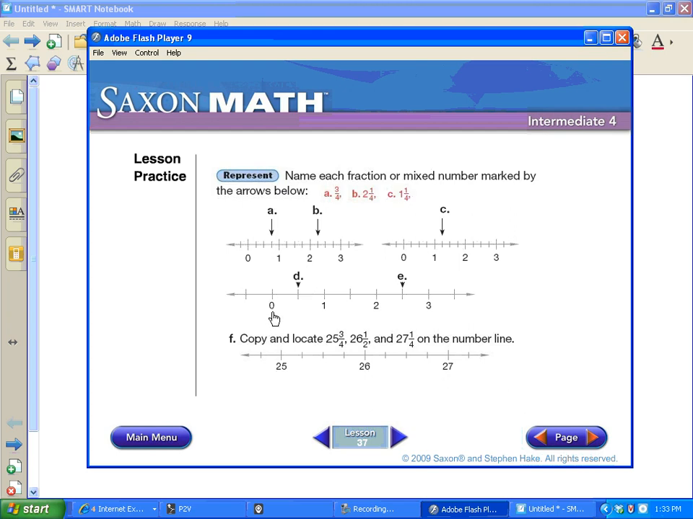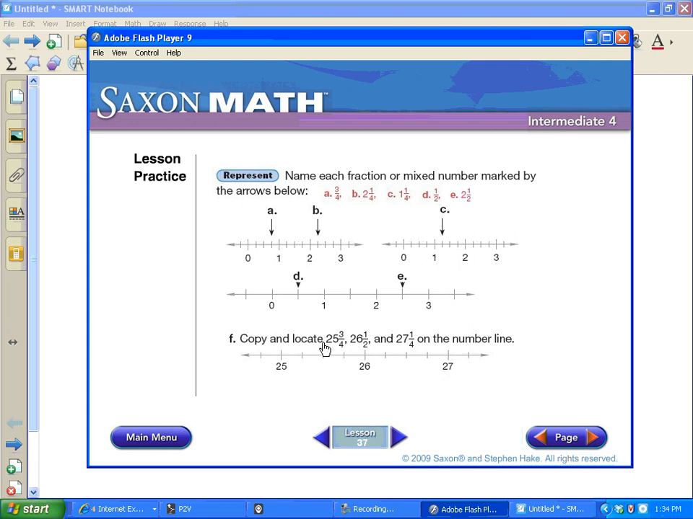Let's look at D. We're between 0 and 1. As a matter of fact, we are halfway in between. So that is 1/2 for D. Let's look at E. We're halfway between the 2 and the 3, so we're 2 and 1/2.